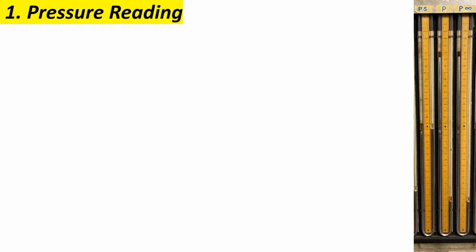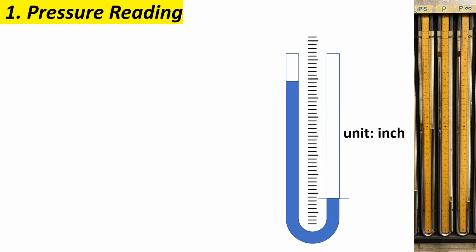On the right-hand side, we can see 3 manometers. Basically, they are 3 U-shaped tubes filled with mercury. Now, let's represent the middle one. Here's a conceptual view. We can see the U-shaped tube, and it's filled with mercury. The left tube has a higher level than the right one.